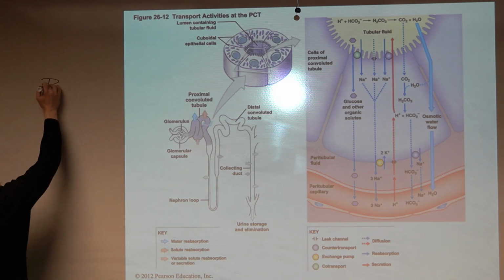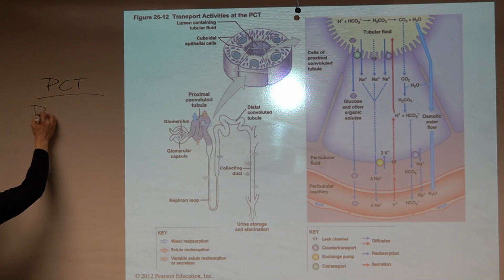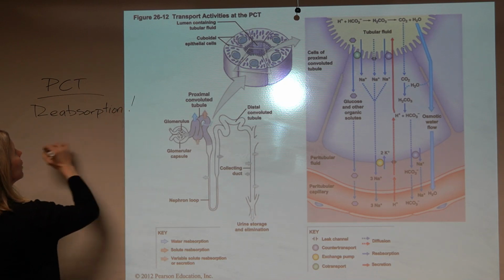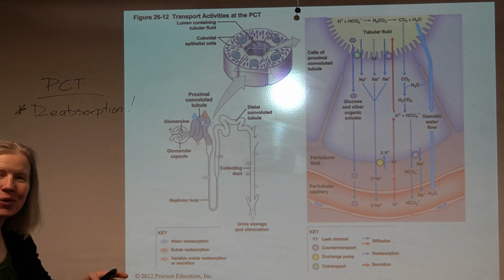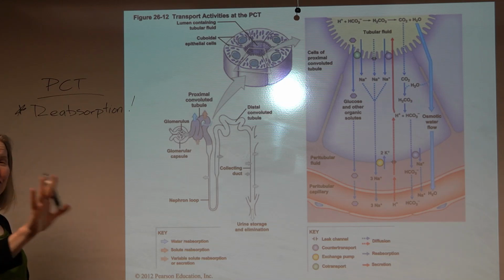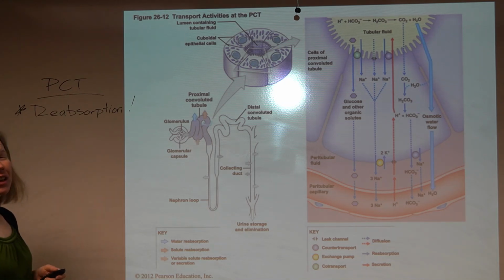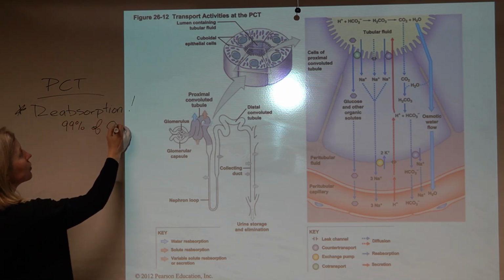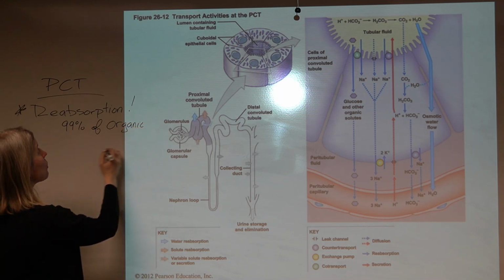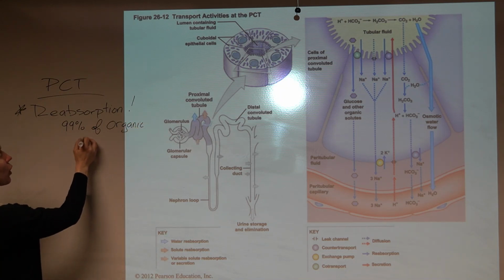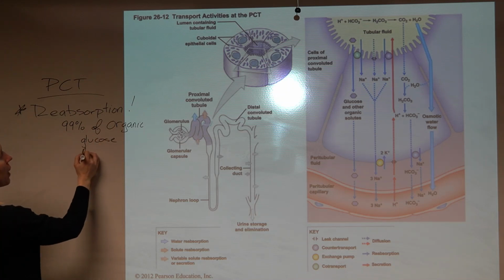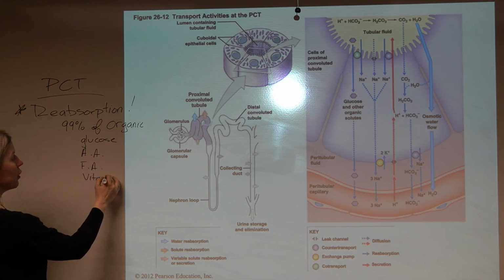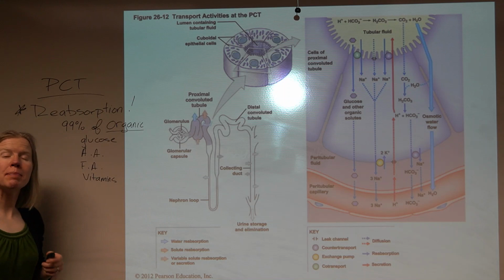So when you think proximal convoluted tubule, you think reabsorption. Okay? Again, over half of what we filtered out is reabsorbed here, and it is 99% of all those organic molecules. Again, things like glucose, amino acids, fatty acids, vitamins, right? Basically all of them.